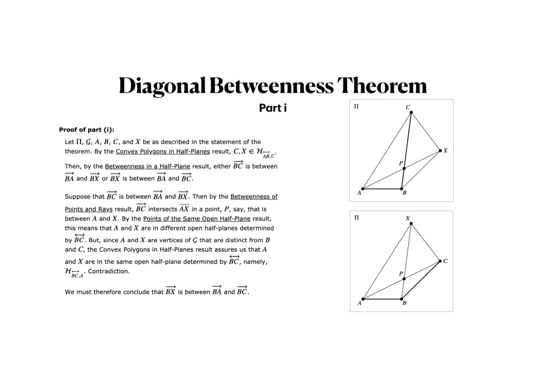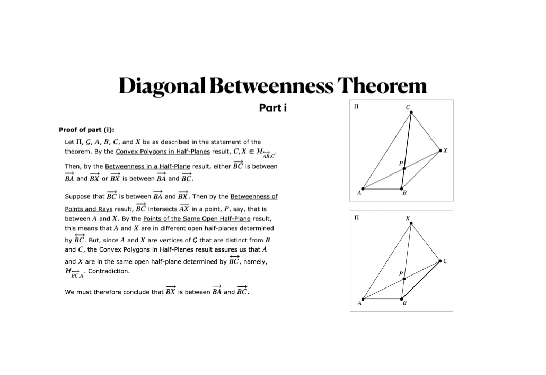Here is the first part of the proof for the diagonal betweenness theorem. It goes like this: let pi, G, A, B, C, and X be as described in the statement of the theorem. By the convex polygons in half planes result, C and X are elements of the half plane determined by AB that contains C.